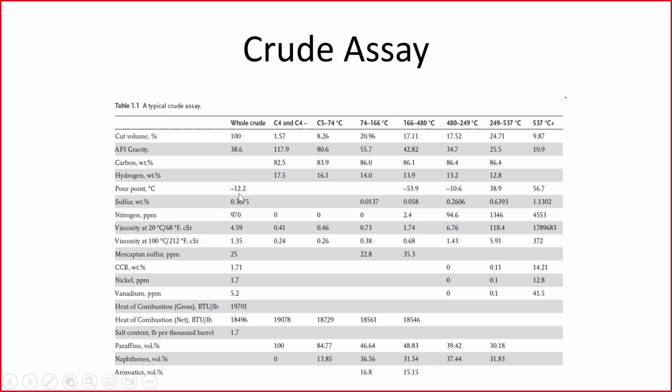And then you see that the pour point is the temperature at which you will start to flow if you pour it, minus 12 degrees C. So at minus 13 degrees C, you cannot pour this guy. It cannot be poured because you cannot pump it. And then it has 0.3%, or 3000 ppm, of sulfur in it. So it's quite light, right? Very low. And then nitrogen is 900 ppm.